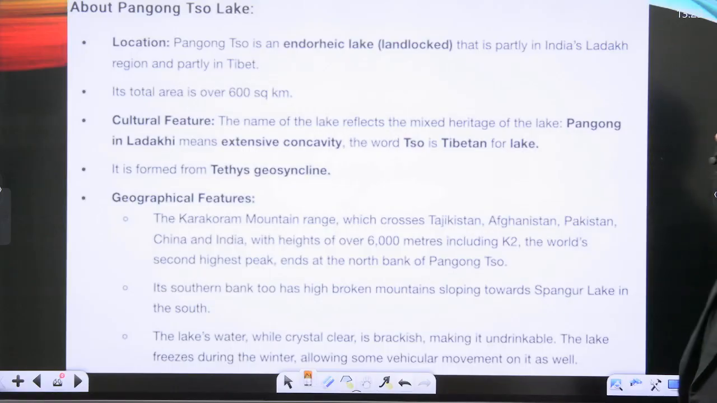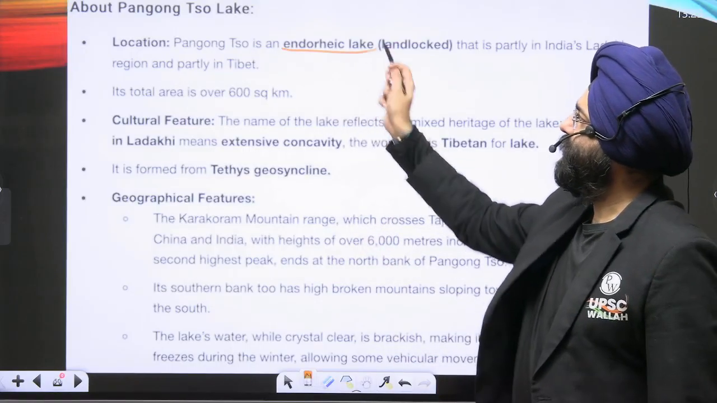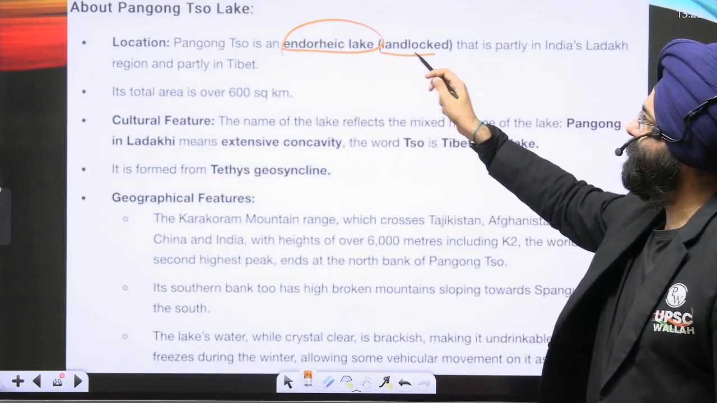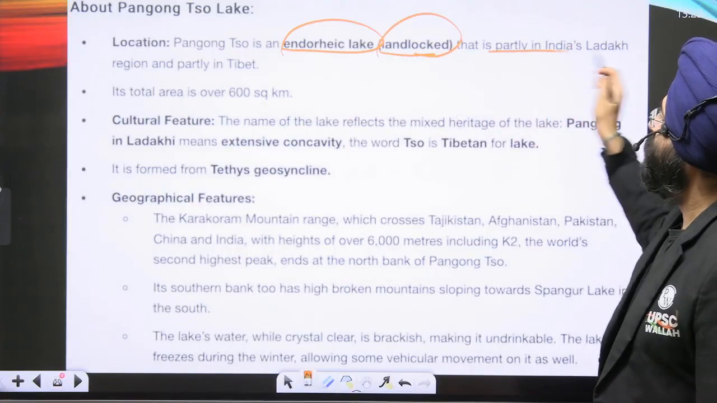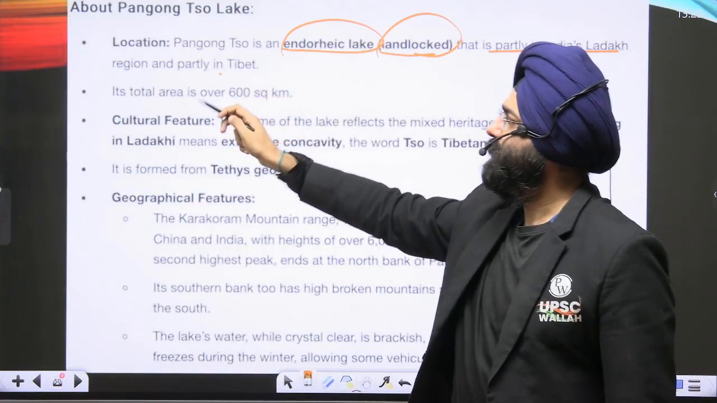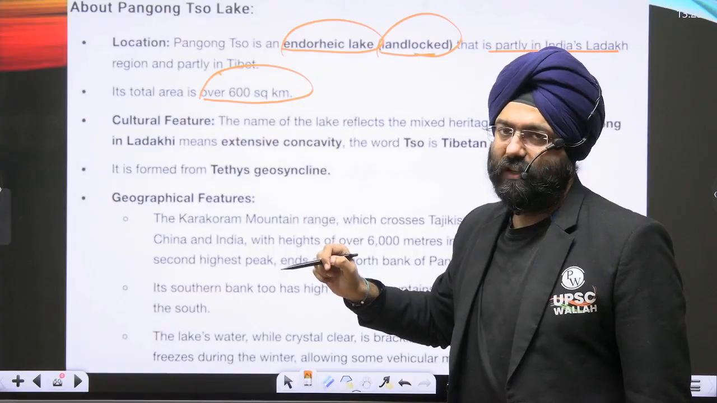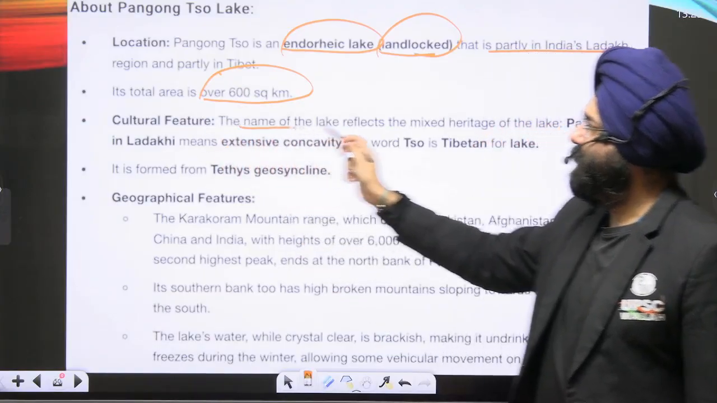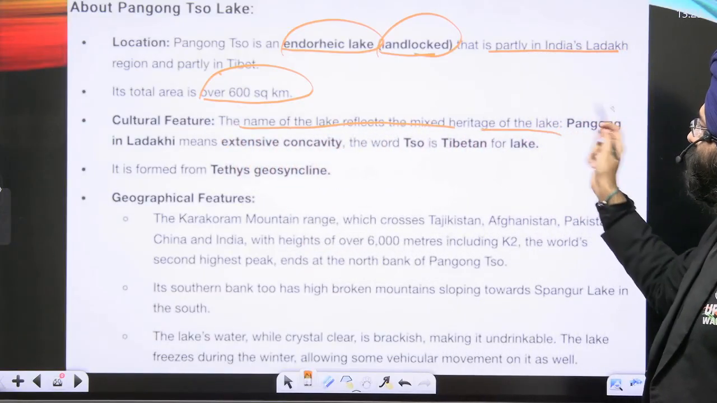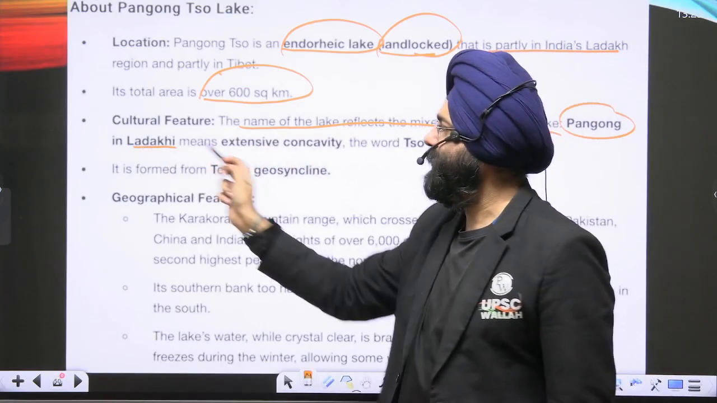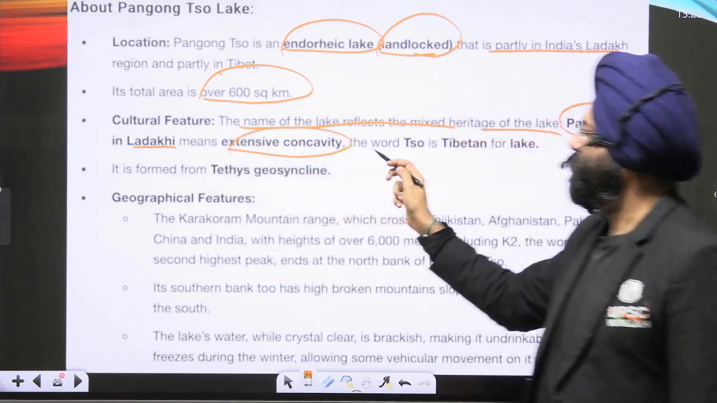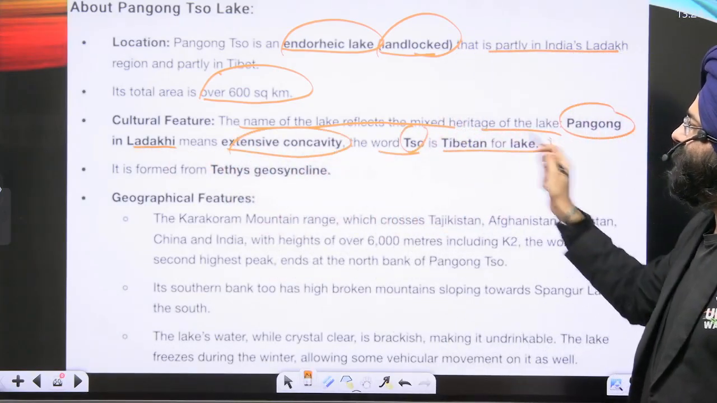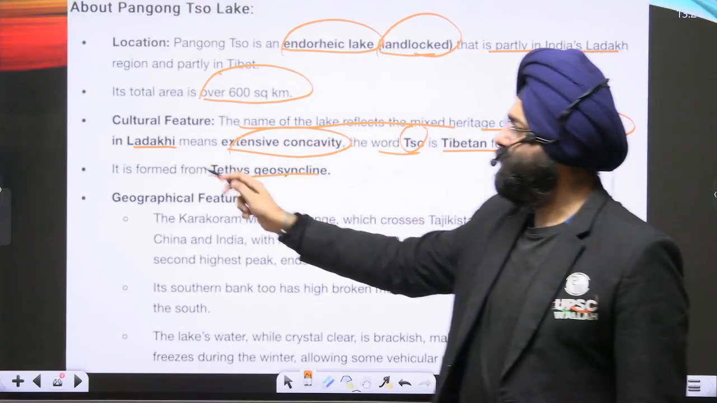Pangong Lake. Pangong is an endorheic lake, that means it is landlocked. It is partly in India's Ladakh and partly in Tibet. Total area of 600 square kilometers. Cultural features: the name of the lake reflects the mixed heritage. Pangong in Ladakhi means extensive concavity, and the word tso in Tibetan means lake. Again, it is a Tethys geosyncline.